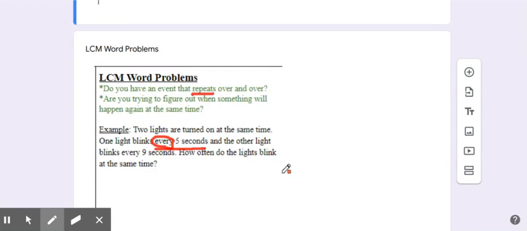The other light blinks every 9 seconds. So at 9, 18, 27, 36, and so on, that light is blinking. And we want to know, when will the lights blink at the same time? And so this is a hint that this is an LCM word problem.